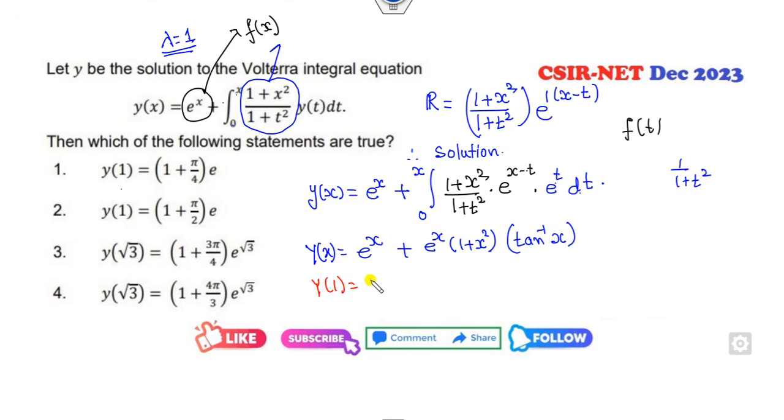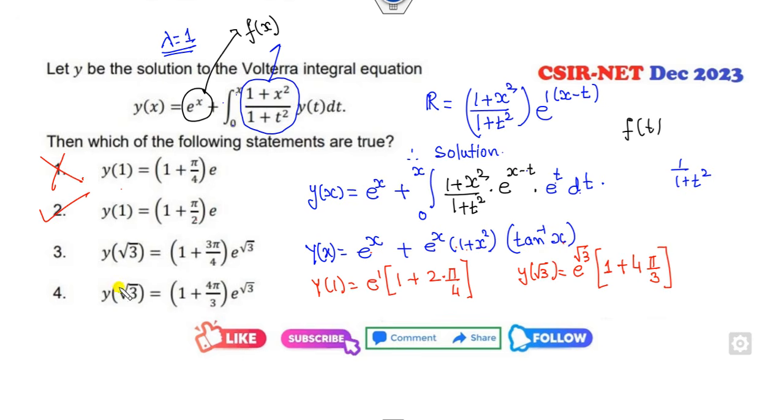What is the y of 1? E raised to power 1 is common. 1 plus 1 is 2. Tan inverse 1 is pi by 4. So the right answer is pi by 2. This is wrong. Root 3. What is the value of y of root 3? E raised to power root 3 is common. It is 1 plus 1 plus 3, that is 4. Tan inverse root 3, that's 60 degrees, pi by 3. So 1 plus 4 pi by 3 is the right answer. B and D are my correct answers.